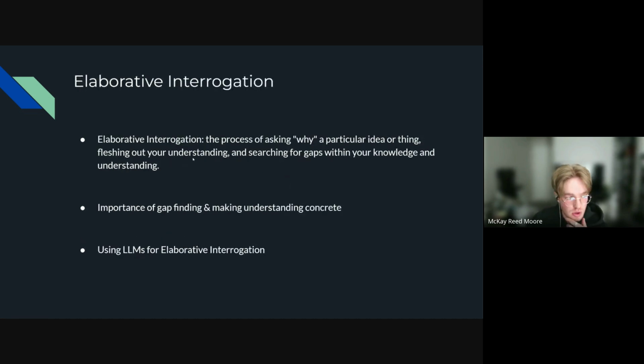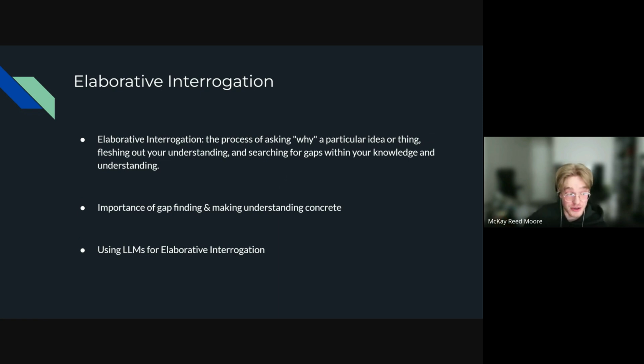So the next one we'll go over, I enjoy quite a bit. And this is the idea of elaborative interrogation. Within learning contexts, one important thing is to find your blind spots. The difficulty about blind spots is that when you're searching for these gaps in your knowledge, the very fact that you don't know them is difficult, right? Because I don't know what I don't know, right?